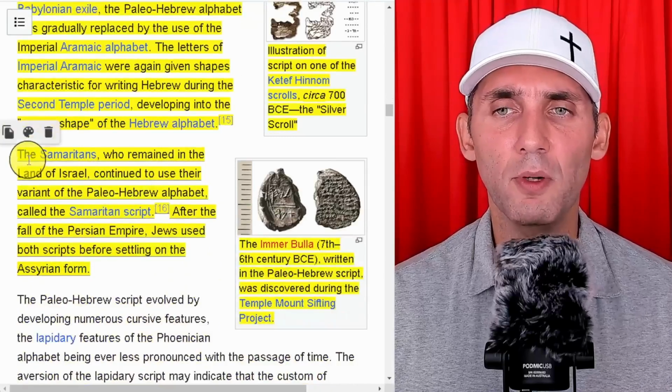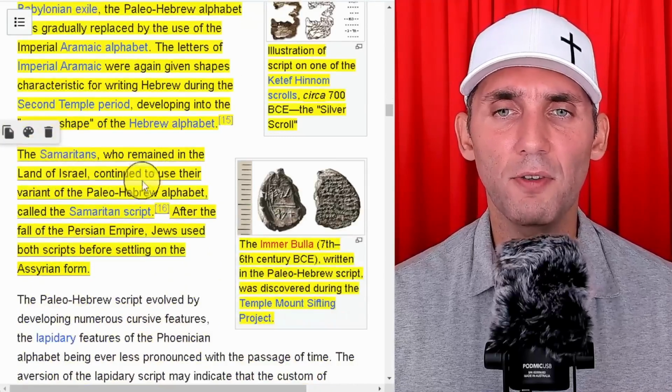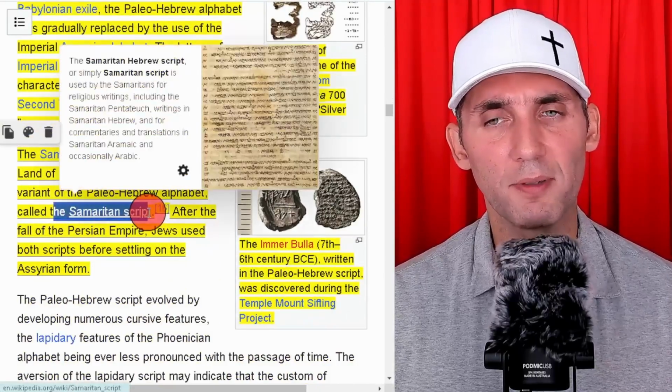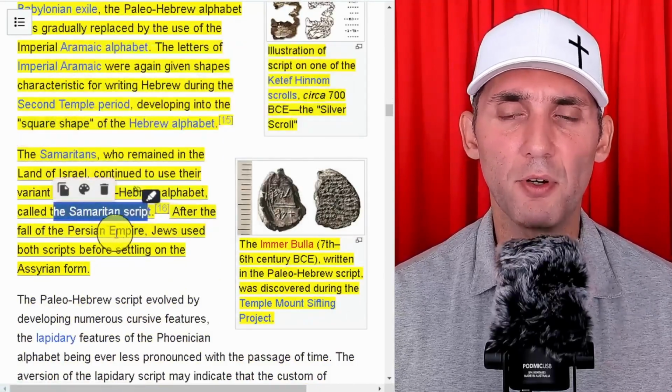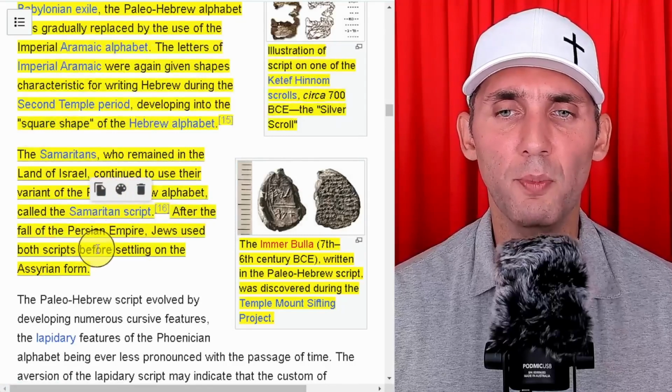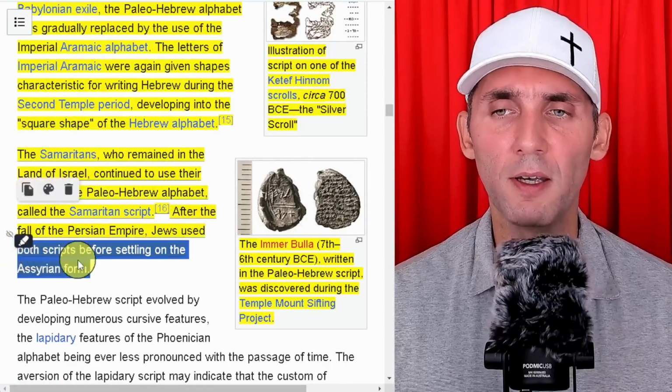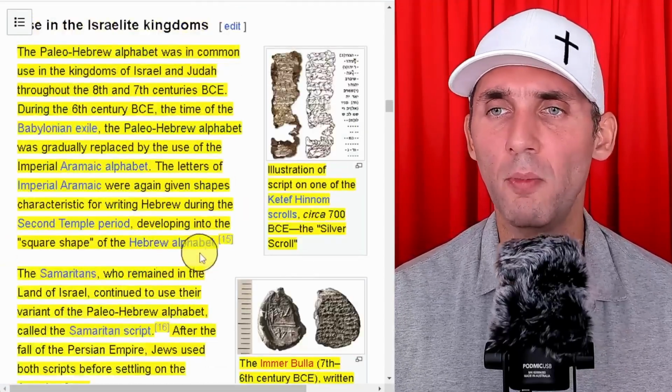The Samaritans, who remained in the land of Israel, continued to use their variant of the Paleo-Hebrew alphabet, called the Samaritan script. After the fall of the Persian Empire, Jews used both scripts before settling on the Assyrian form, i.e. the Aramaic square script, which is the basis for the quote-unquote modern Hebrew today.